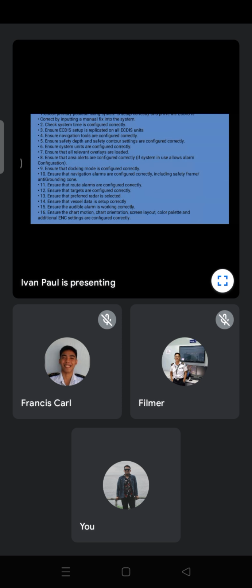Then next, ensure that vessel data is set up correctly. Ensure the audible alarm is working correctly. Then last will be to ensure that chart motion, chart orientation, screen layout, color palette, and additional ENC settings are configured correctly.